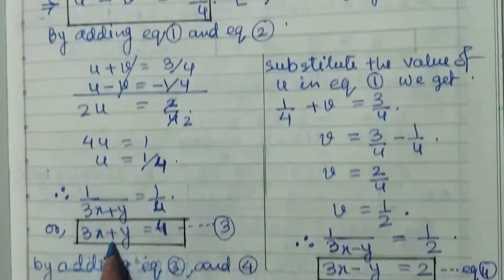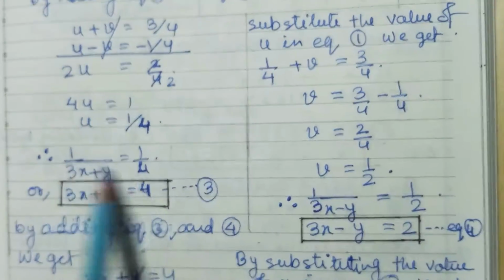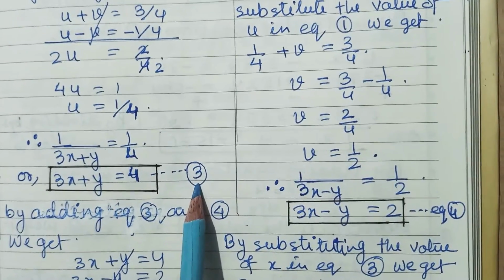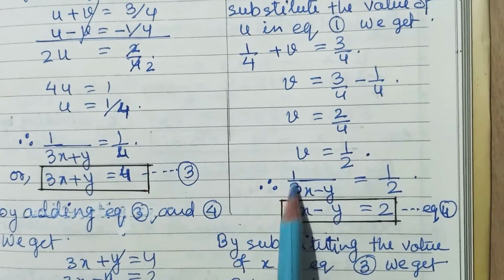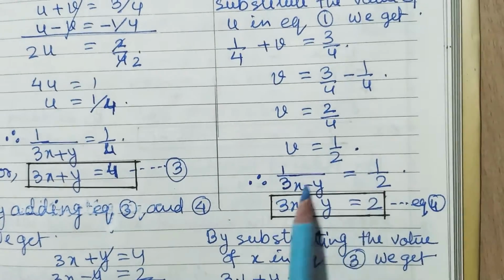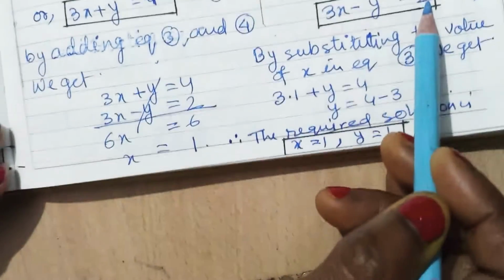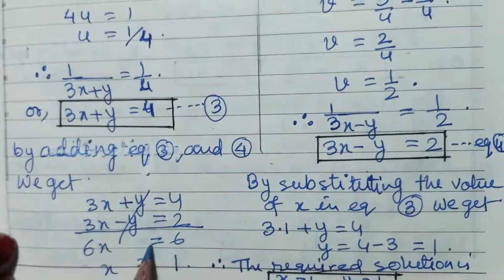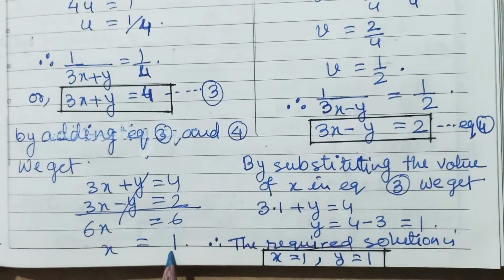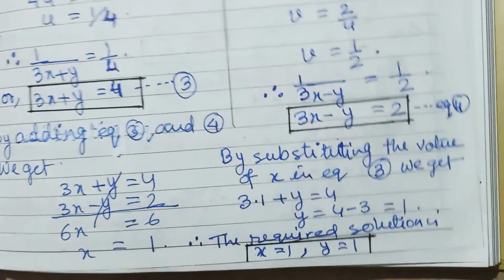And now again u means 1 upon 3x plus y is equal to 1 upon 4. Cross multiply it: 3x plus y is equal to 4, another equation, the third equation. And v is 1 upon 3x minus y is equal to 1 upon 2. Again cross multiply this: 3x minus y is equal to 2. Now this equation you again solve by the elimination method. So we have got x is equal to 1 and y is equal to 1. It is the solution.